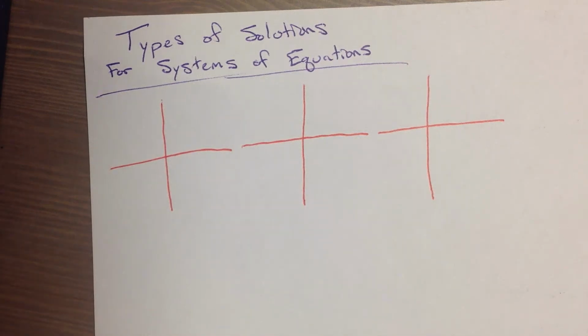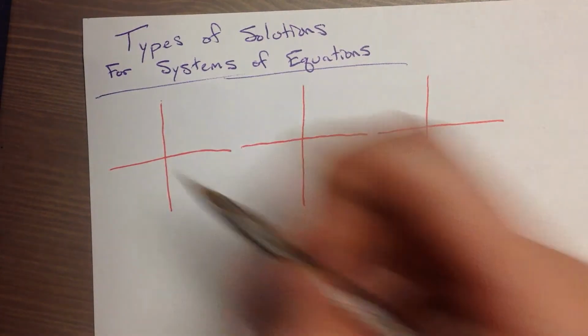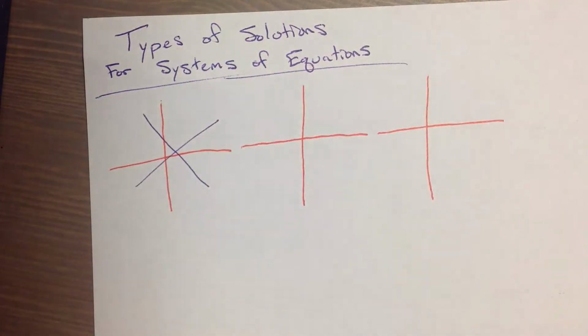So when trying to find where systems of equations intersect, given two variables and two equations, there are three possible scenarios that can come out. The first being that they actually do indeed intersect. So we get something like this. They intersect at one point.